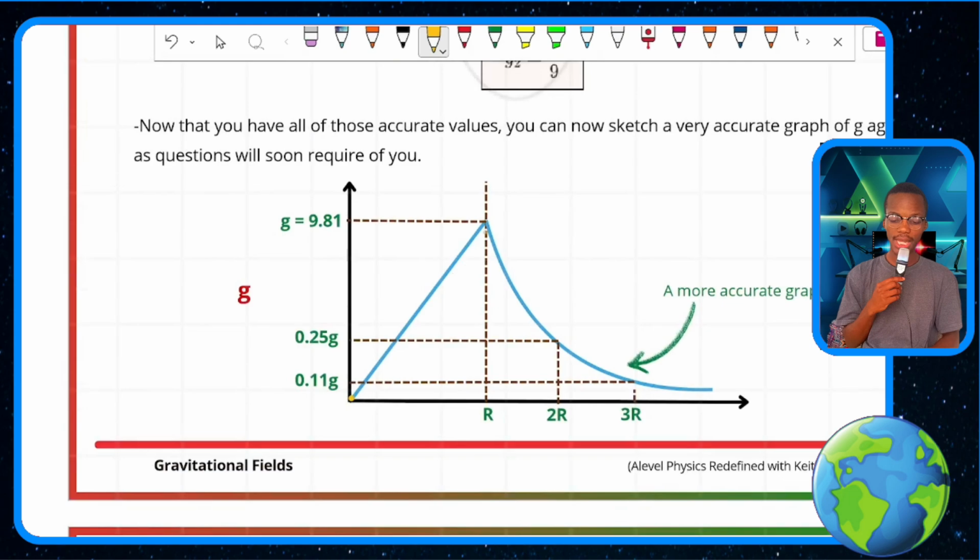And you now know that at the surface, where we have the radius r, the value of g is going to be equal to 9.81. So those 2 points are very easy for you to plot because you just have that point, and let me draw a straight line. But outside of that, you don't know where these points actually come from. So I have these 2 points that I need you to be mindful of. 1 point at 2r, twice the distance r. How did I get 0.25 g? We're going to talk about that. At 3r, how did I get 0.11 g? We're also going to talk about that.